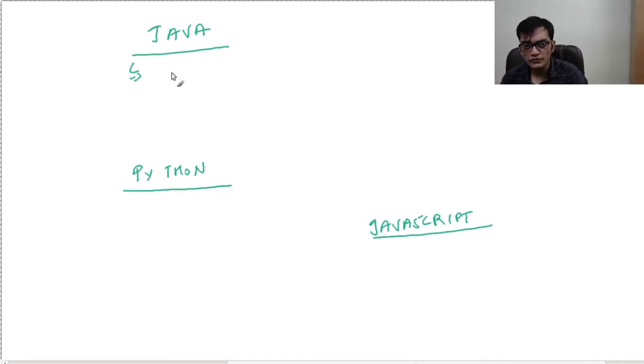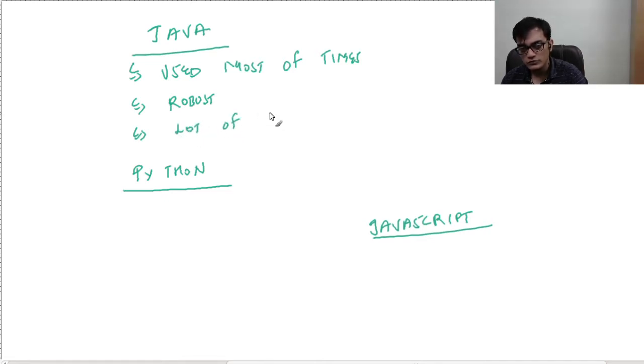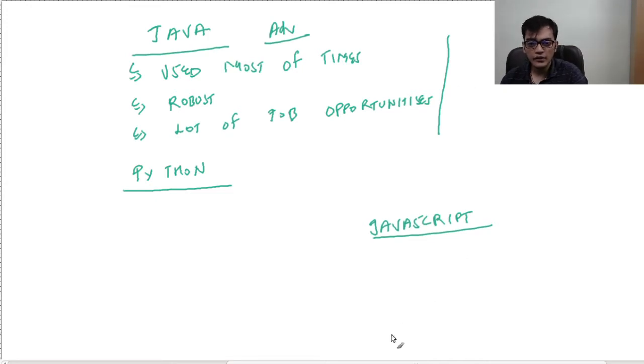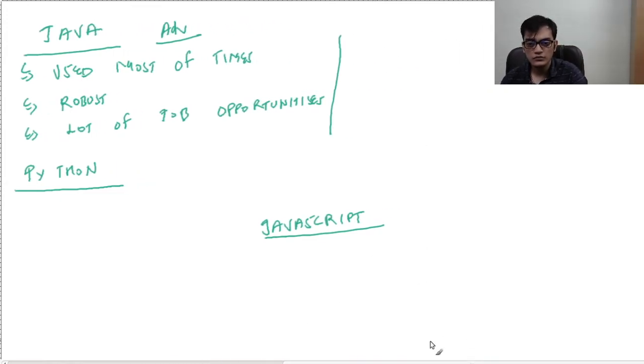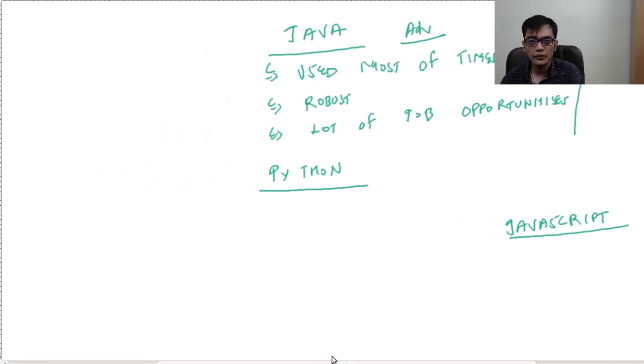The advantage of Java is that it is used in almost all the companies, most of the times. It's a very robust language. It has a lot of job opportunities. Now, this is the advantage of Java. Let's cover the disadvantage of Java as well.